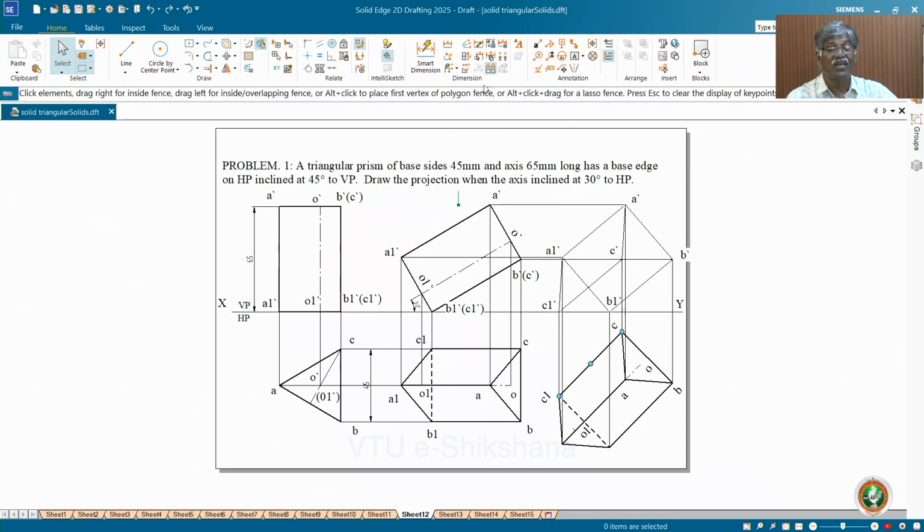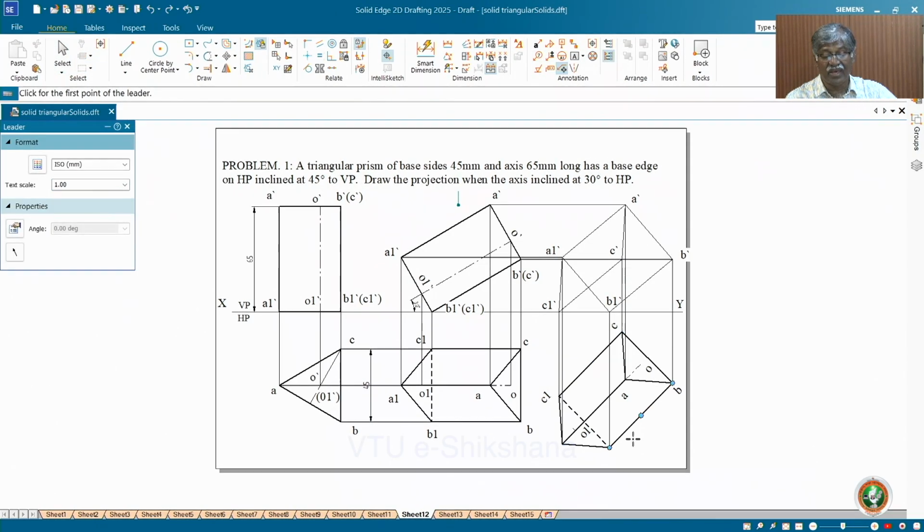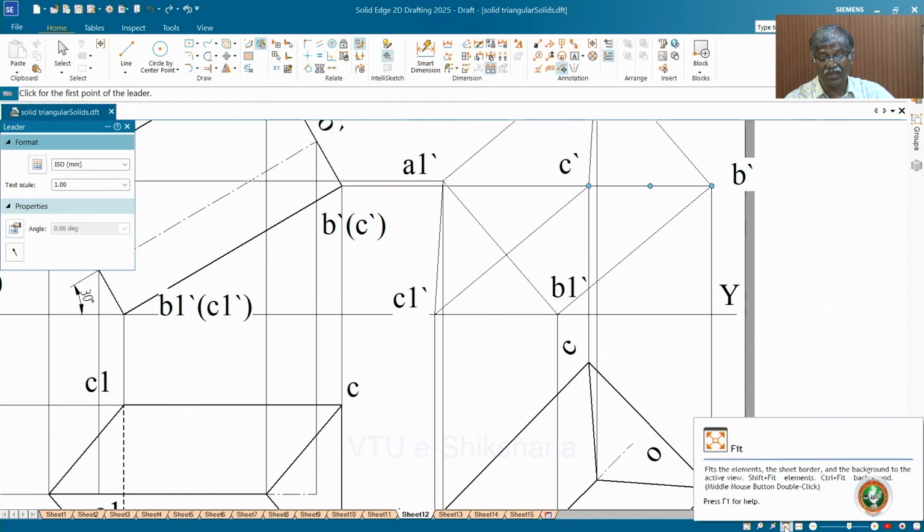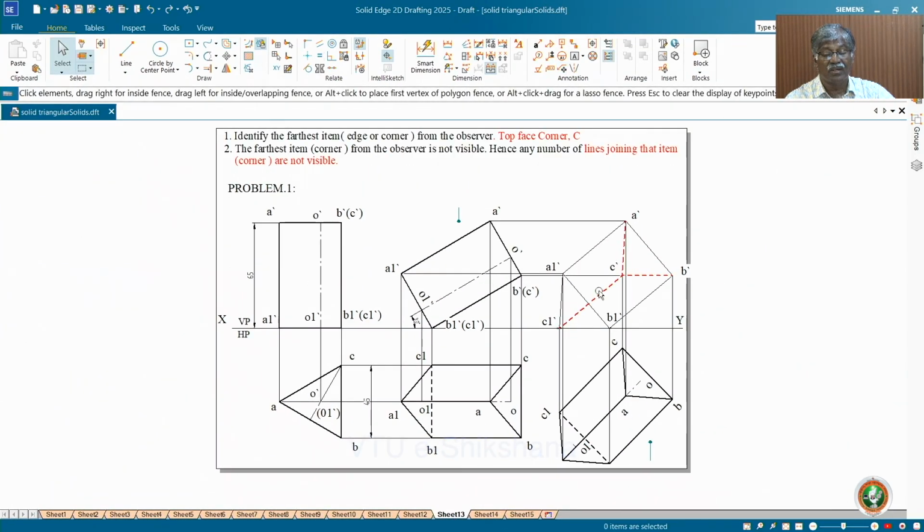Now according to this, here I am. Which is the farthest point from you? C. C is not visible. See, if this particular point is not visible, then any number of lines joining that are also not visible. Okay. Now what you do? You make these three lines dotted. Modify it, and then all remaining lines are dark.